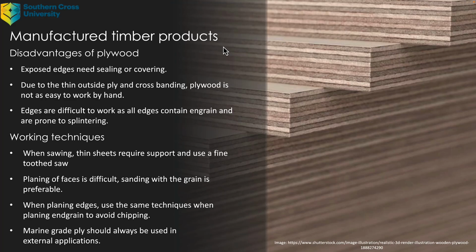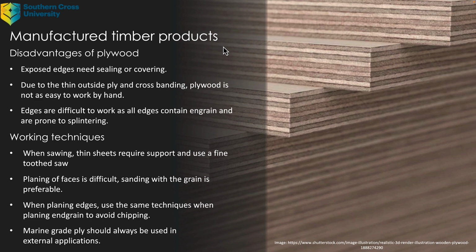Disadvantages of plywood. So the first thing is that the exposed edges need sealing or covering, because obviously there's end grain on every edge. Due to the thin outside ply and cross banding, plywood is not as easy to work by hand. And one of the big issues that people can face with plywood is planing it, because obviously, again, you're dealing with end grain, but also sanding it.